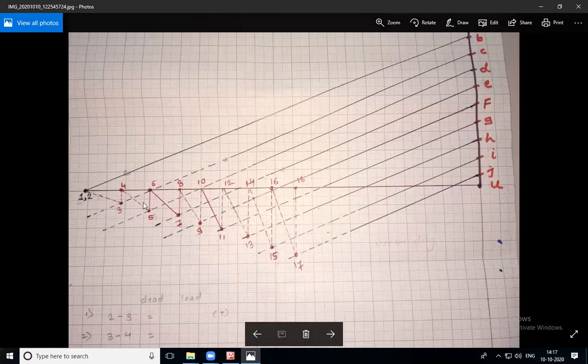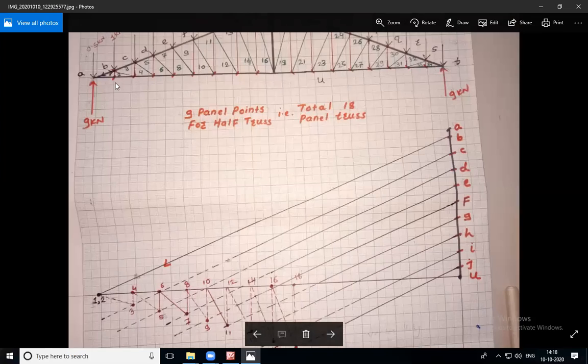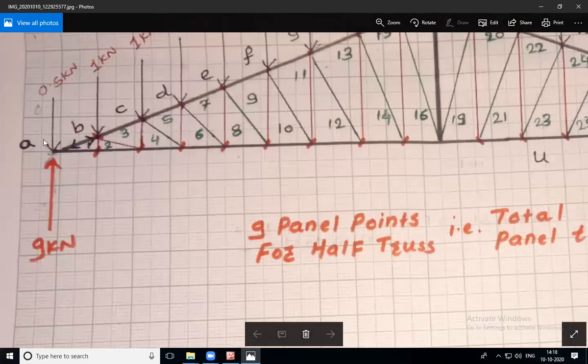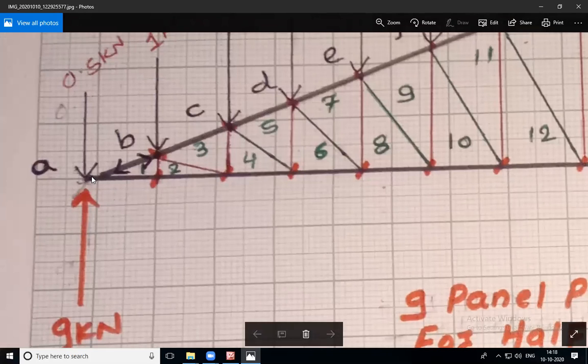Now, how to analyze the tension and compression? See here, to start, concentrate here at joint A. Every time you start the tension compression analysis, you have to move in clockwise direction. First of all, select a joint. To solve that joint, move in clockwise direction only. Now consider joint A. Okay, move in clockwise direction.